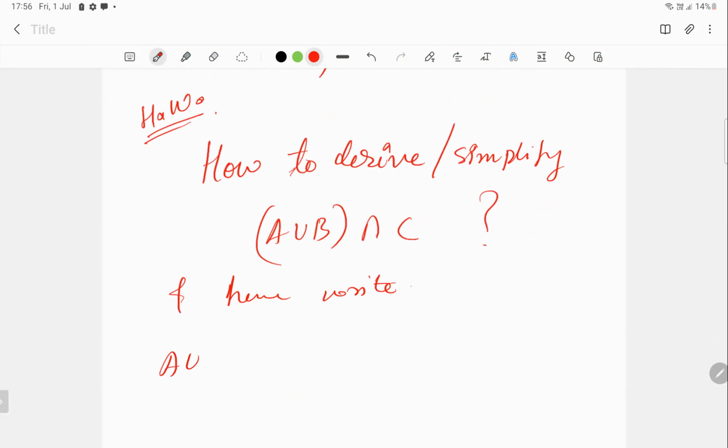What is A union B union C? Fine. I know the formula is there in the book, but I want you to derive this. If you can derive, you can use the Venn diagram. You can give your explanation from the Venn diagram. I don't have any problem with it. Because if you can understand the Venn diagram, that means you have understood the formula.